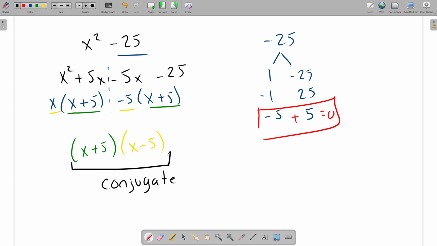So what's going on here is that this is a special quadratic. This is the difference of two squares. It is the difference between a squared and b squared, which we should recall is equal to the conjugates a plus b and a minus b. So rather than doing factoring the normal way, we can see that there is an a squared and a b squared, identify what a and b are, and then write it as the product of the two conjugates.